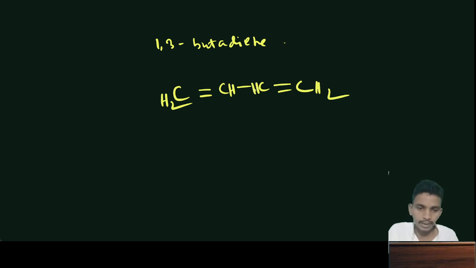So let's say that this is butadiene. Now you want to make the molecular orbitals for this butadiene. So first our work is to count the number of carbon atoms. How many carbon atoms are there? 1, 2, 3, and 4. So 4 carbon atoms.